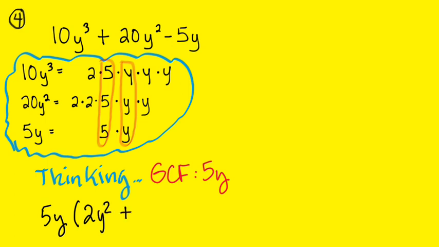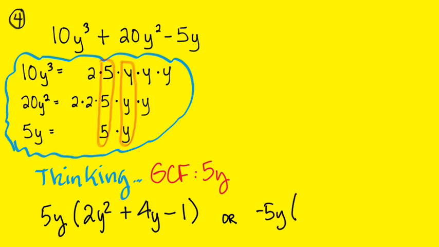Plus, the sign doesn't change. And then 20 divided by 5 is 4. And y squared divided by y is y, minus. And then we have, if you think about it, negative 5y divided by 5y is just negative 1, right? But negative 5 divided by 5 is negative 1. And y divided by y is 1, which negative 1 times 1 is just negative 1. And again, you could check it by redistributing it.